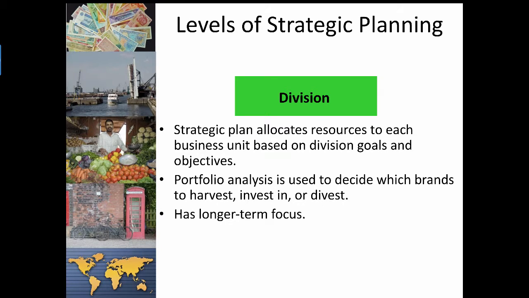Strategic planning at the division level allocates resources to each business unit based on division goals and objectives. Typically, portfolio analysis is used to decide which brands to harvest, invest in, or divest. Again, division planning has a longer term focus than a typical marketing planning outcome would be. So the division plan might be 3 to 5 to 7 years.